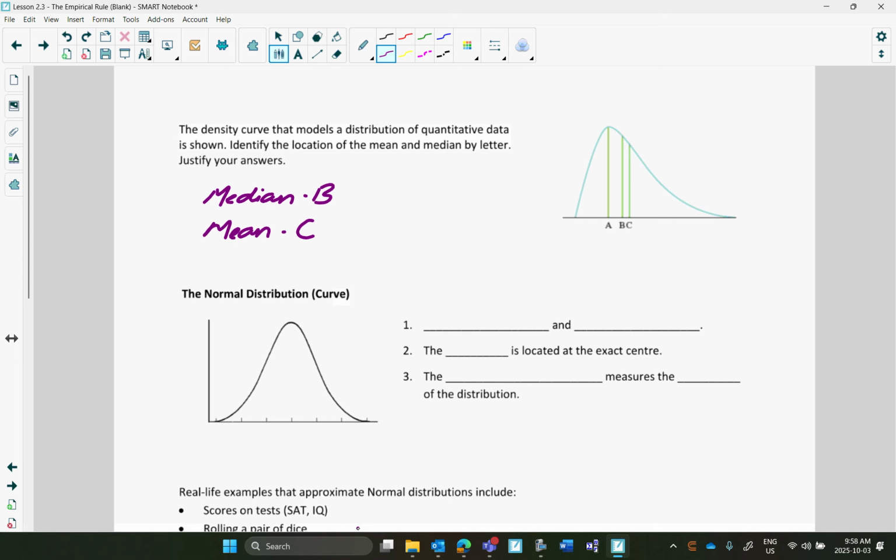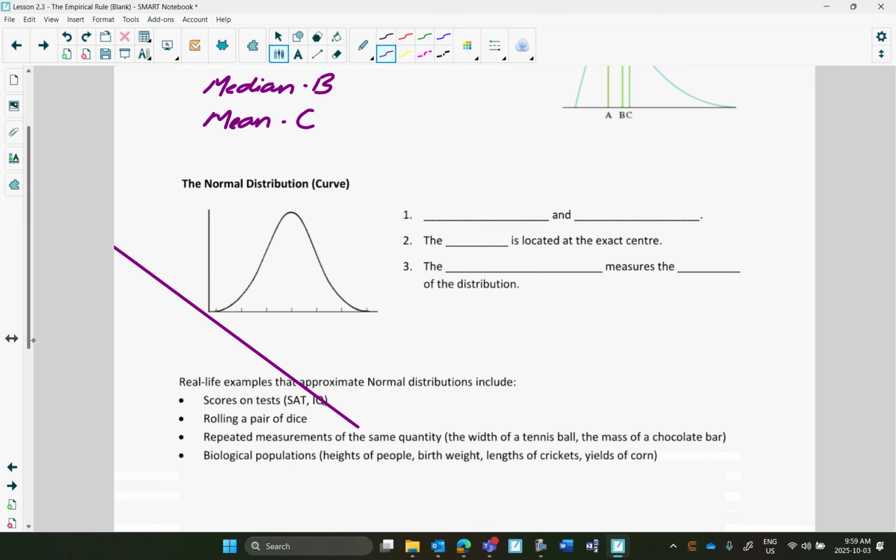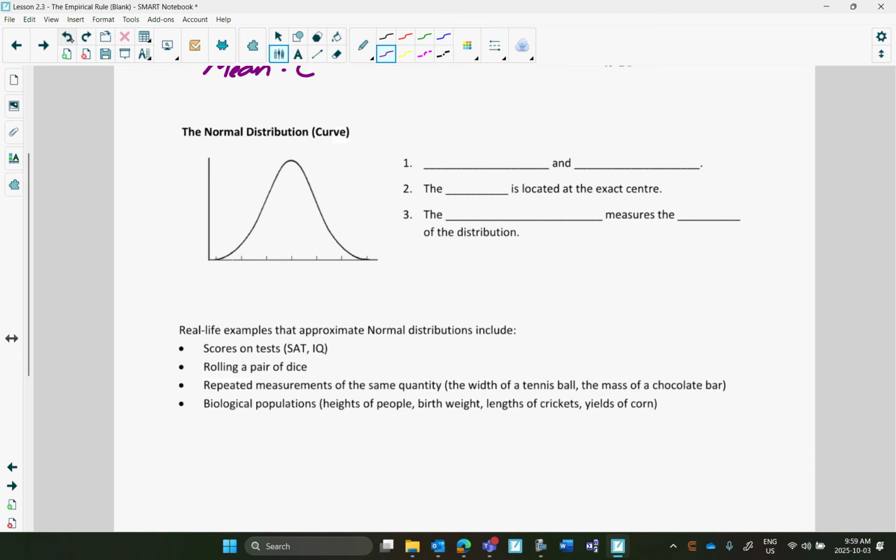Much of what can be described in real life follows a normal distribution. For example, test scores. In general, you'll have some high marks, you'll have some low marks, and you'll have the majority in the middle. That follows a normal distribution. So things like, here I've written down, SAT scores or IQ scores.